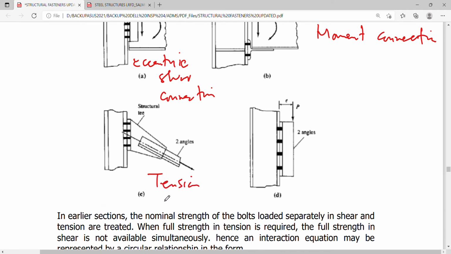well defined in terms of their major action. So this is eccentric shear, moment, tension, and this is again an eccentric shear. Although this is a bracket, this is a beam to column connection, and this is a tension member to column connection.